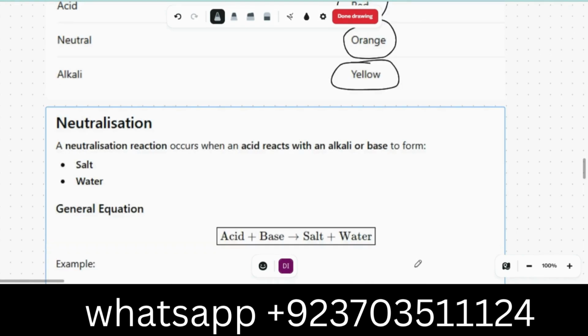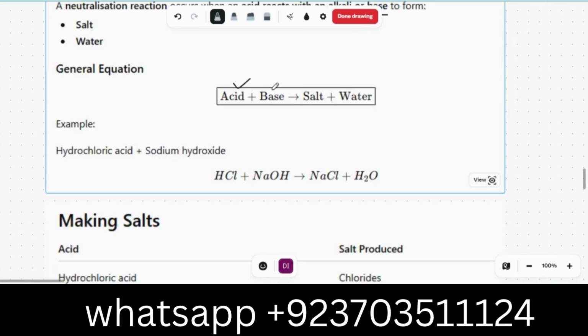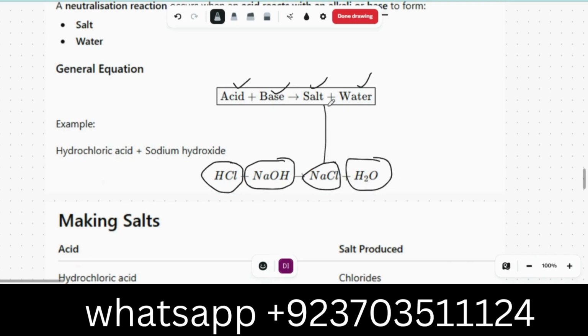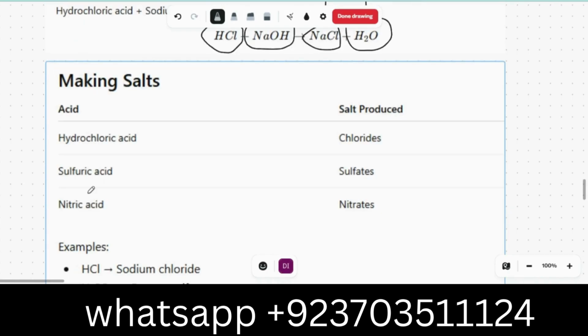Now we are going to talk about the neutralization reaction. Neutralization occurs when an acid reacts with an alkali or base to form salt and water. That is simple: acid plus base gives us salt and water. For example, HCl is an acid, NaOH is a base, and they give us NaCl plus H2O. That is a salt and that is water. So that is a neutralization reaction.